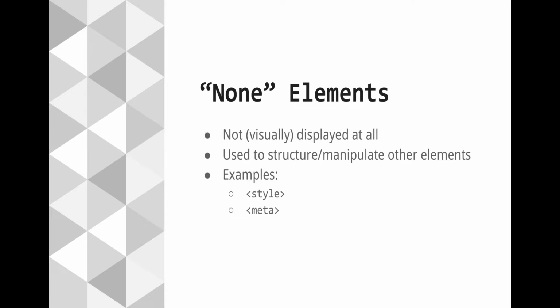And then there are the none elements. These are the elements whose default display value is set to none. They're not visually displayed at all, but they are technically available to the browser and the scripting engine, and these are used to structure and manipulate other elements. We see these in the style tags, which we're going to get to in a minute, and the meta tags, which we're also going to get to in a minute. These are big deal elements, but we don't really ever see them visually. We see them technically or programmatically, and they do serve a very important purpose.